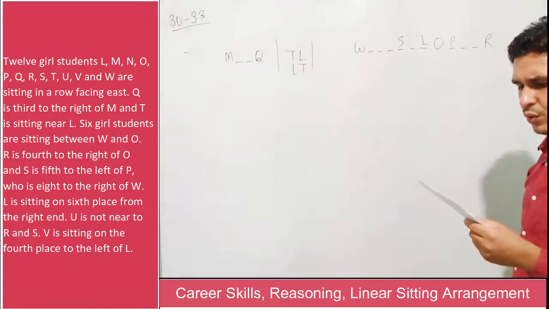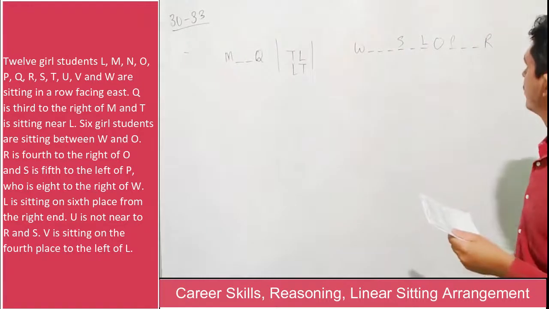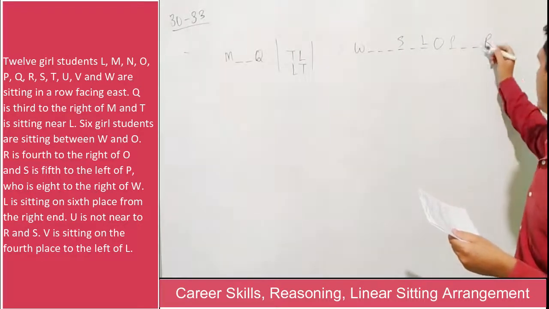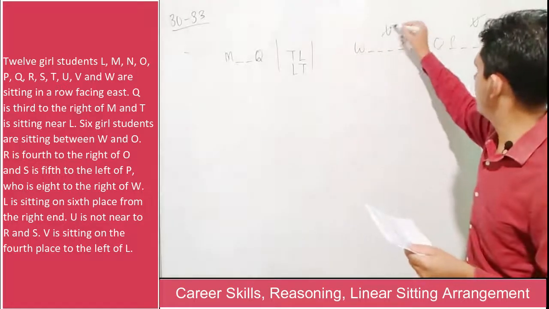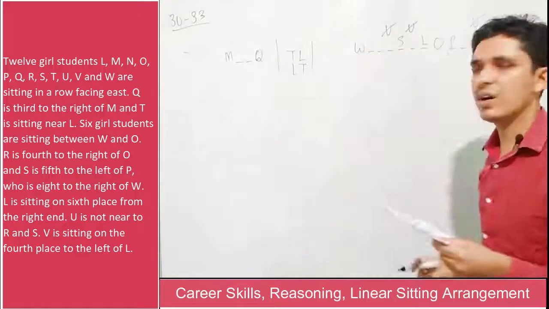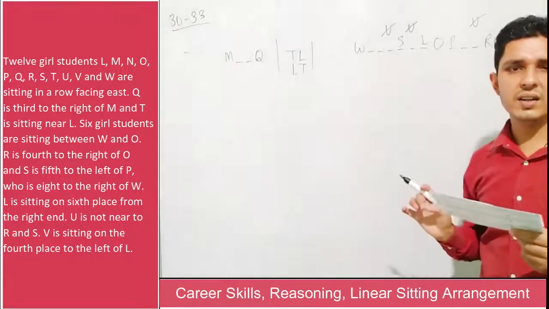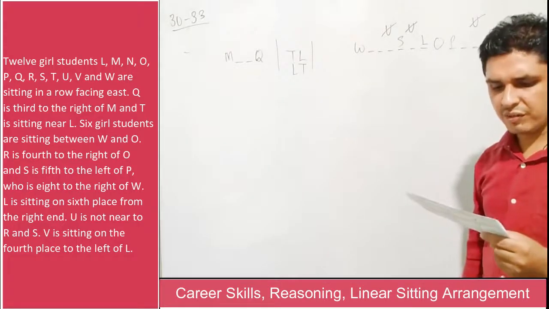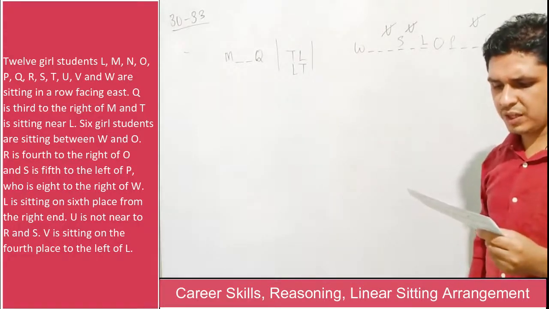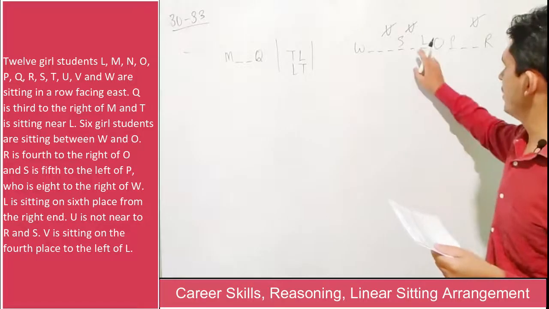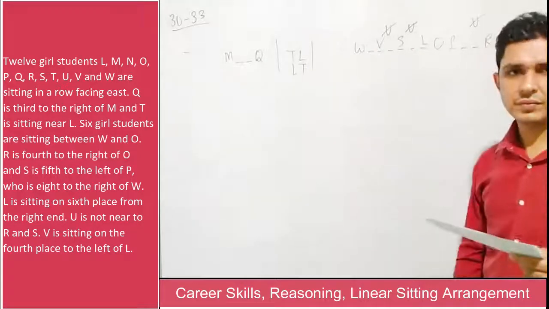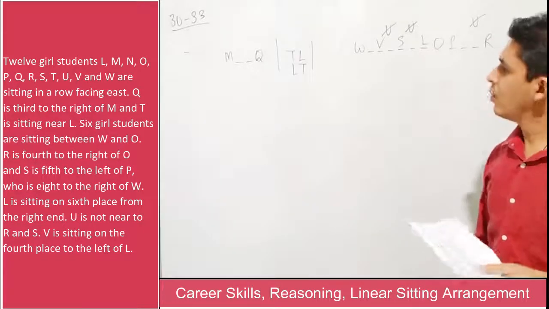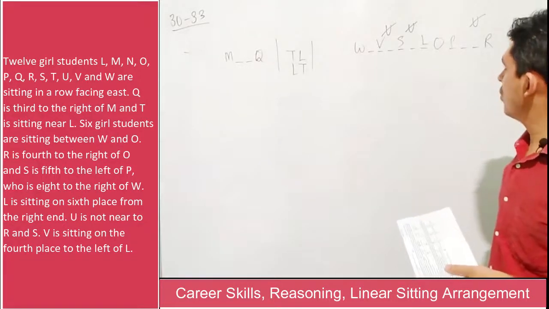Okay, U is not near to R and S. That means U cannot be here, and U cannot be here, and U cannot be here. U is not sitting near R and S. Thereafter V is sitting on the fourth place left to the L. So first, second, third, fourth, V should be here. Right? Okay.